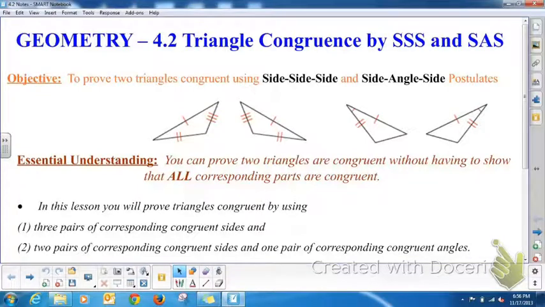Hi, welcome to Geometry 4.2, Triangle Congruence by side, side, side, and side, angle, side. Our objective is to prove two triangles are congruent using the side, side, side and side, angle, side postulates.